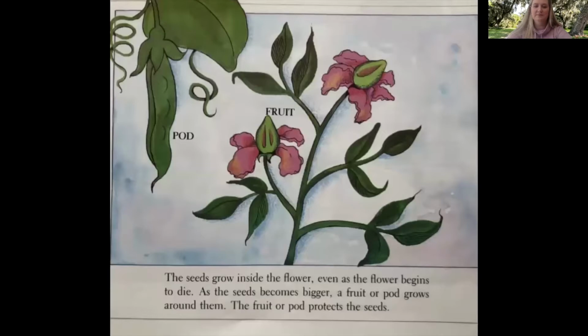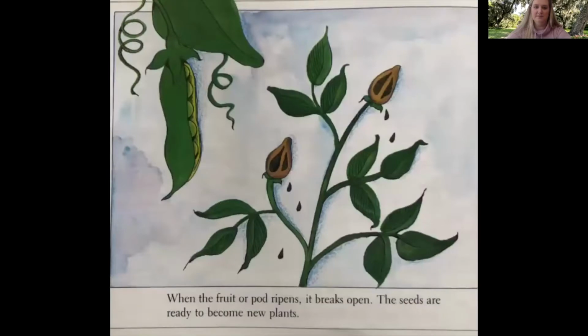The seeds grow inside the flower even as the flower begins to die. As the seeds become bigger, a fruit or pod grows around them. The fruit or pod protects the seeds. When the fruit or pod ripens, it breaks open. The seeds are ready to become new plants.